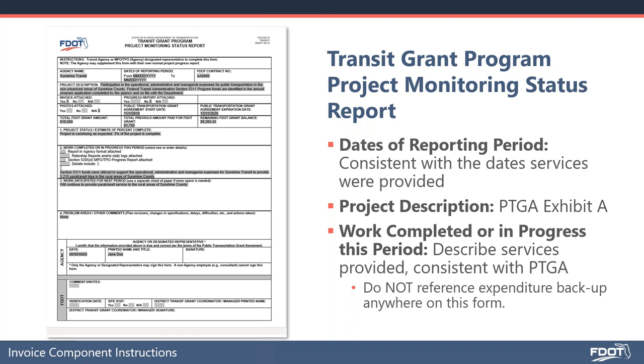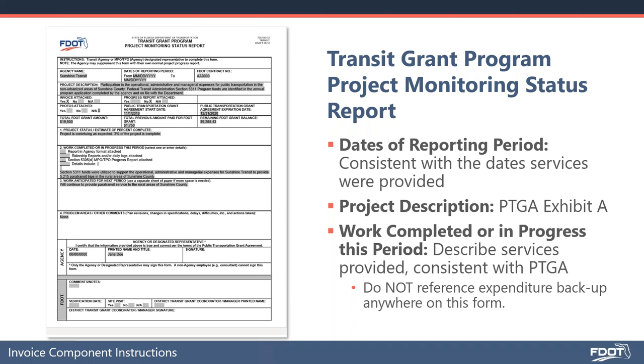Then the total FDOT grant amount is your total award amount. And this is the previous amount paid. The field that says total previous amount paid for FDOT grant would be the amount that your agency has been reimbursed for all other invoices under this same contract, excluding the current invoice that you're submitting this form with.